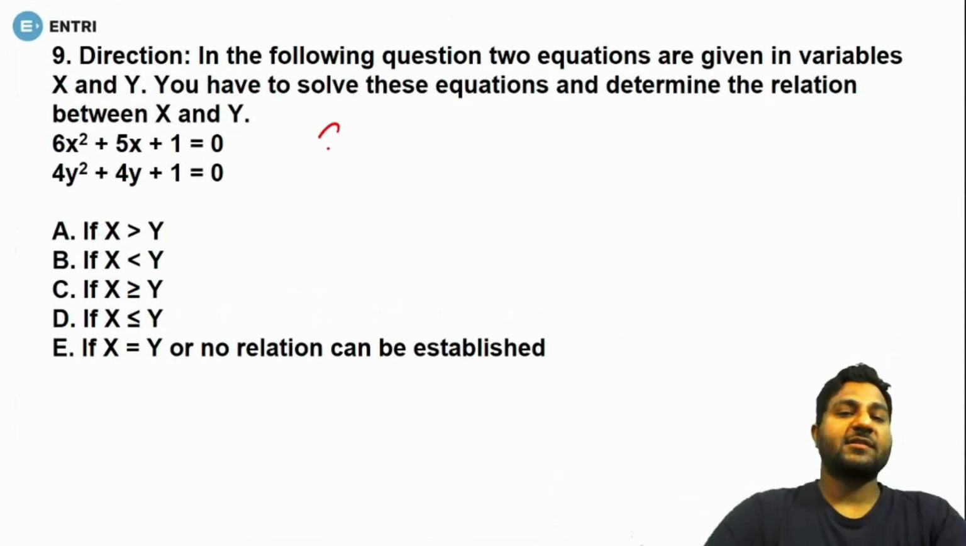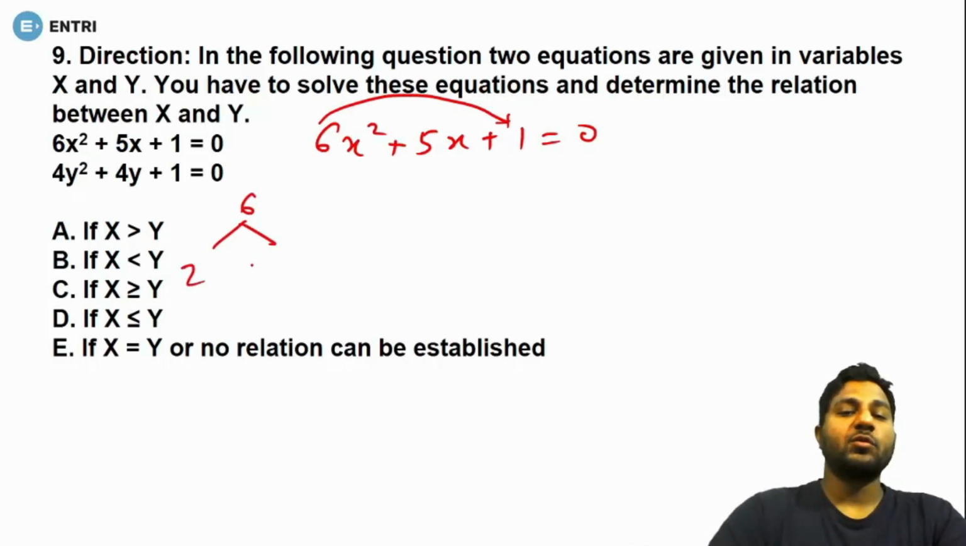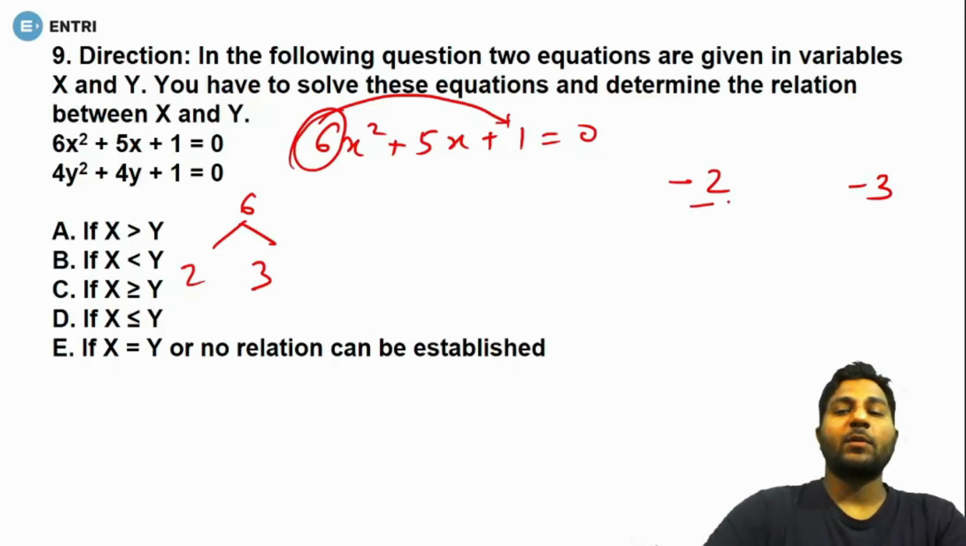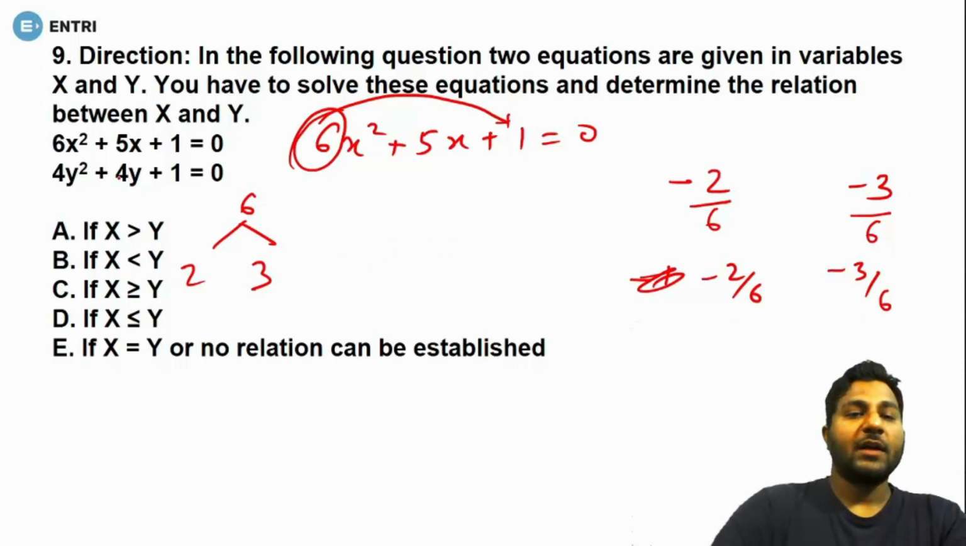Next question, look at this, 6x² + 5x + 1. Now you see that 6 ones are 6, that means the factors of 6 are 2 and 3, and that makes the sum 5. So how are you going to do that? Both the signs are positive, that means you will be getting −2 and −3. But remember, your coefficient of x² will also make a division. That means −2 by 6 and −3 by 6.